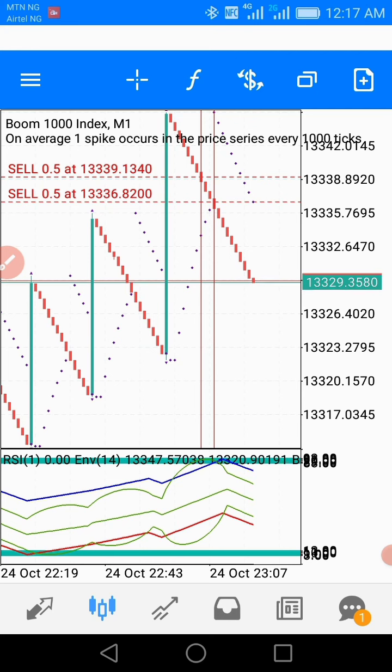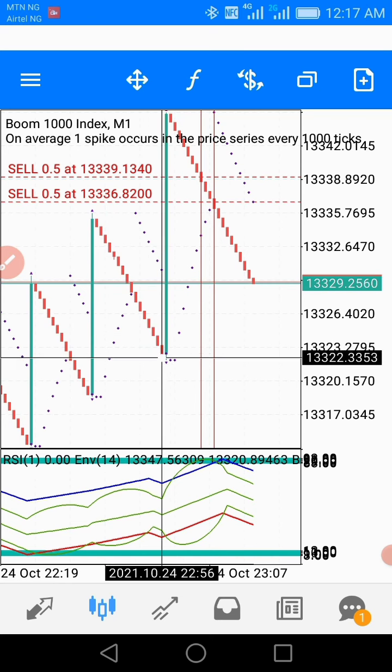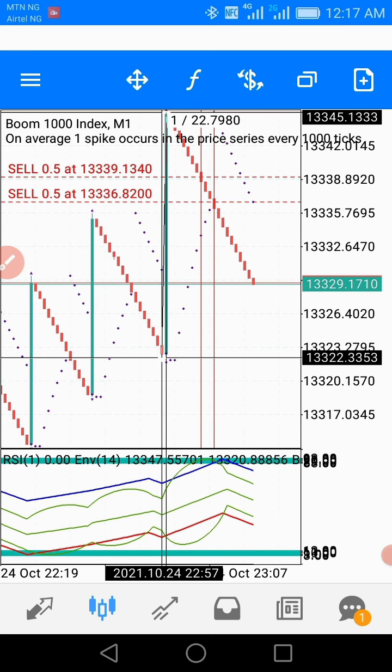I was saying that the first condition is that you are looking out for a spike, and whenever it spikes, you calculate the pip value made. If it's up to 20 and above, that's the first confirmation.